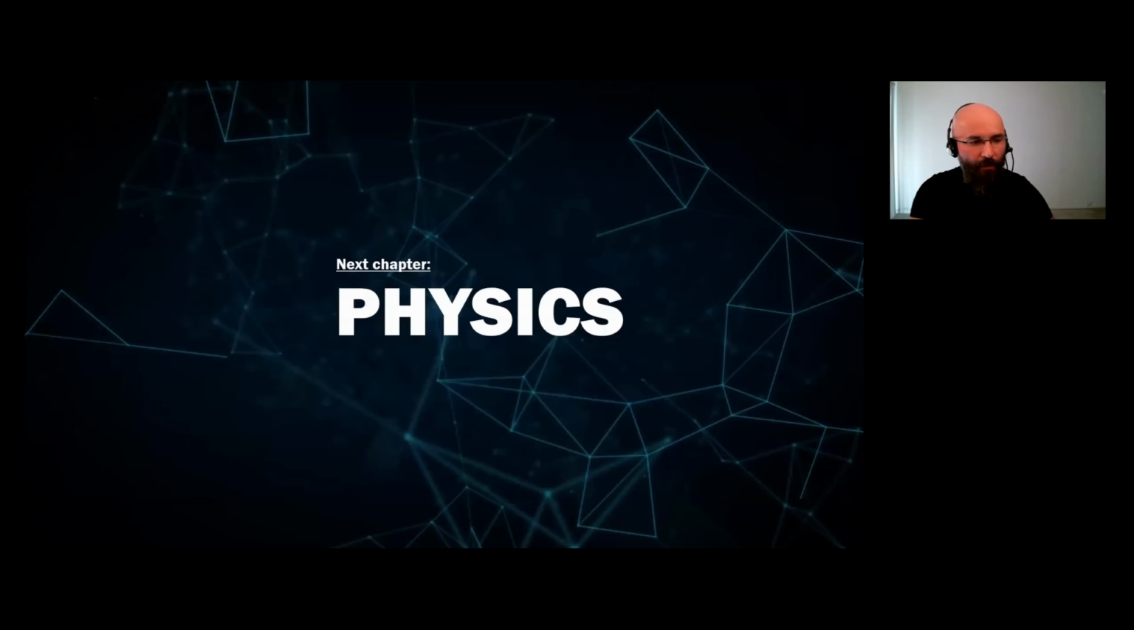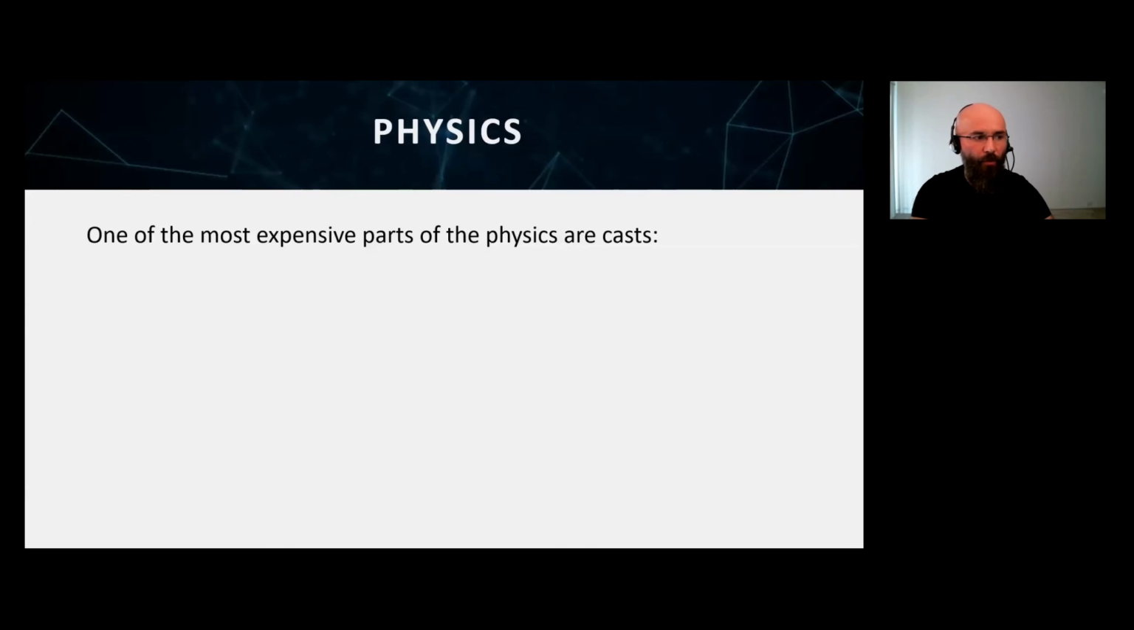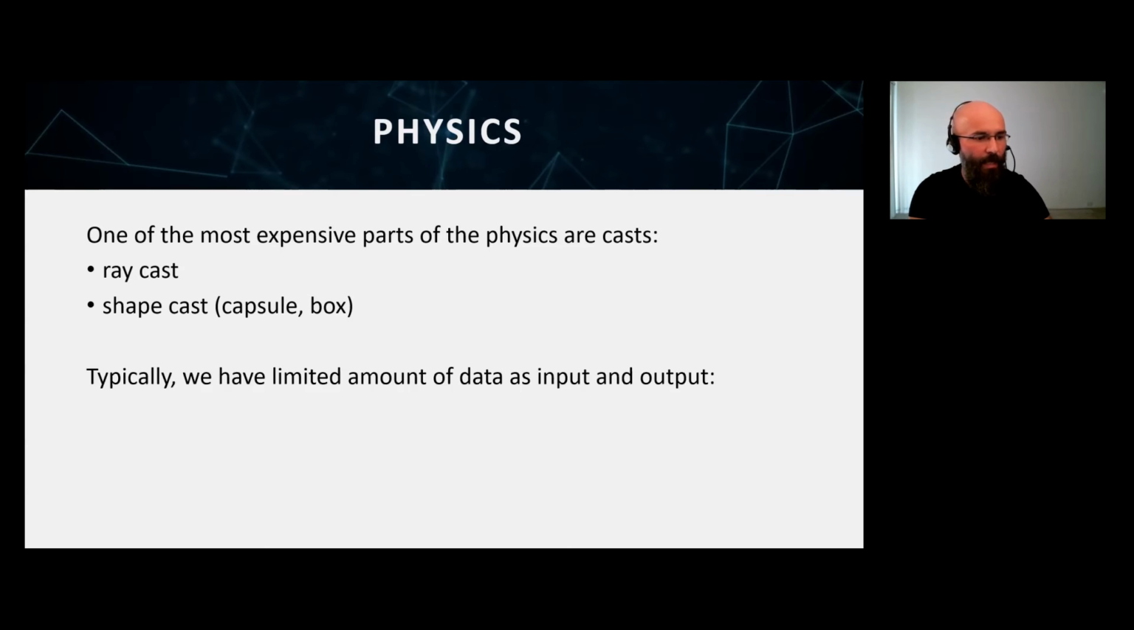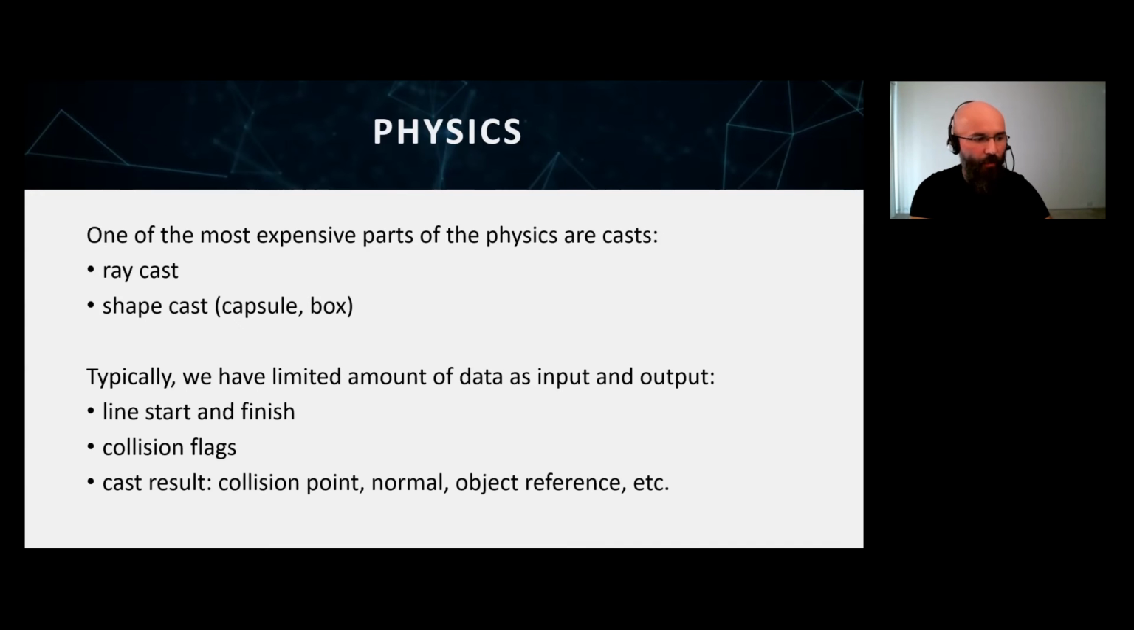So now I'm moving to the next chapter, about physics. Here I want to focus on one of the most expensive parts of physics, which are physical casts. I'm thinking about ray casts or shape casts using a capsule or box or some other shape. Typically we have a limited amount of data as input and output. For ray casts we have a line start point and line finish point, and some collision flags, and we get as the result a collision point, collision normal, and some object reference.